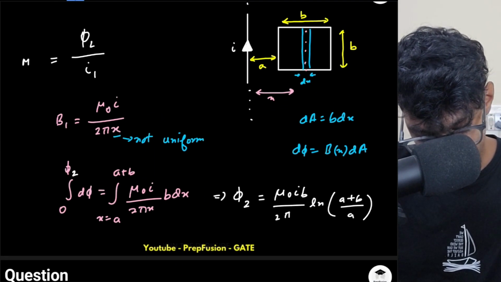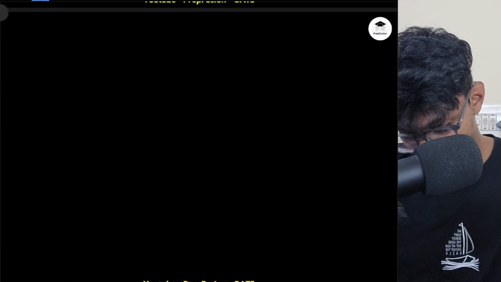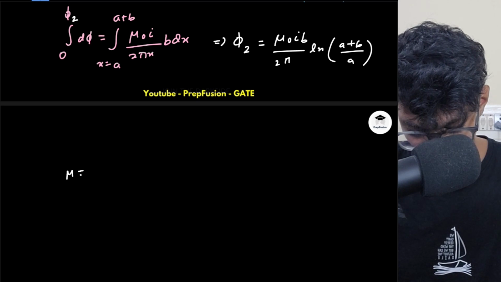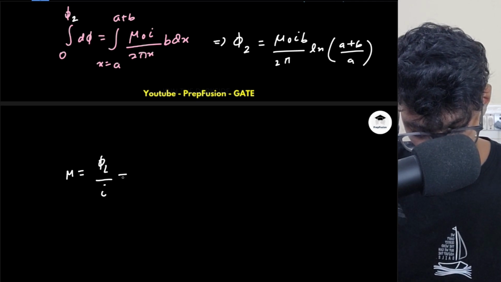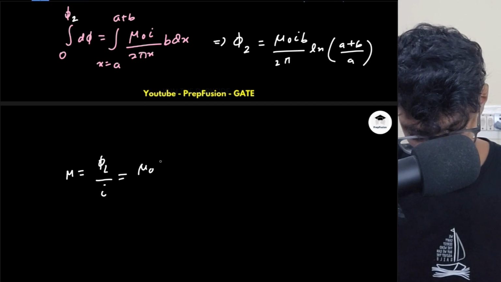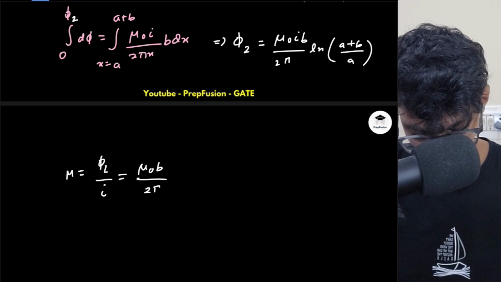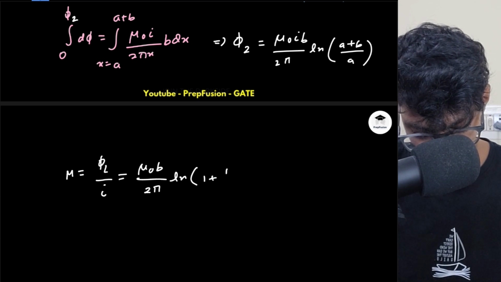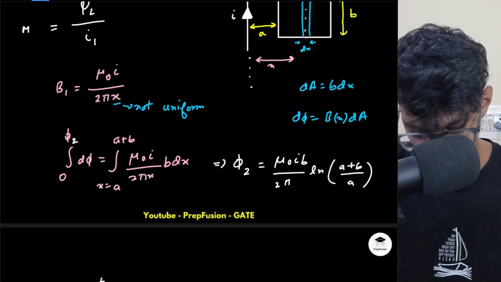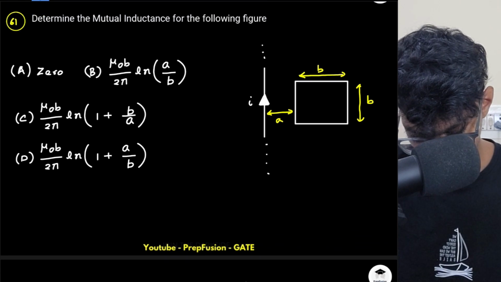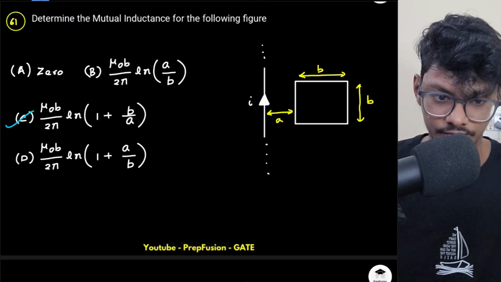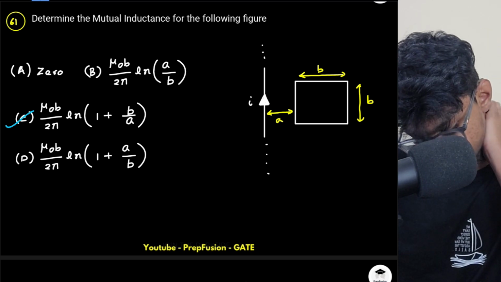So what will be my inductance basically? If I take this I to the left-hand side, my M will be phi 2 by I, which equals mu naught b divided by 2 pi, ln of 1 plus b by a. So it will simply be ln of 1 plus b by a. So option C will be correct. Option C is correct.